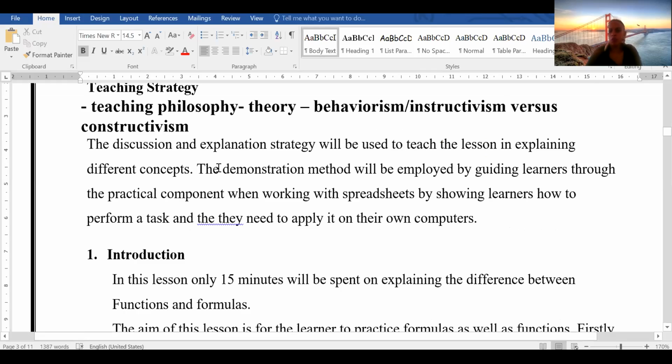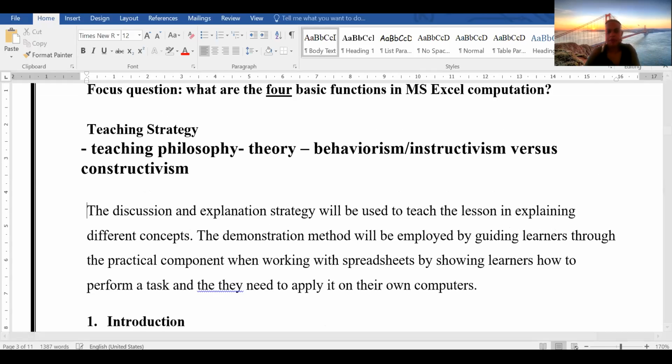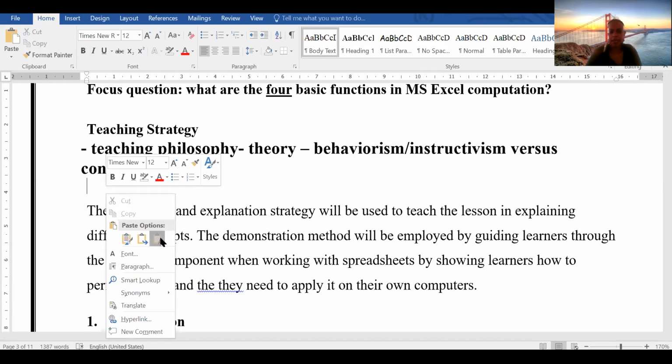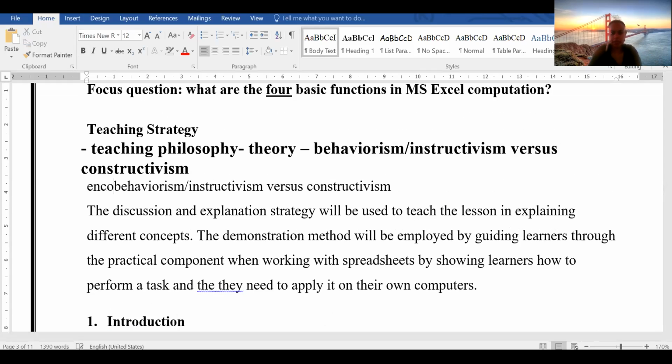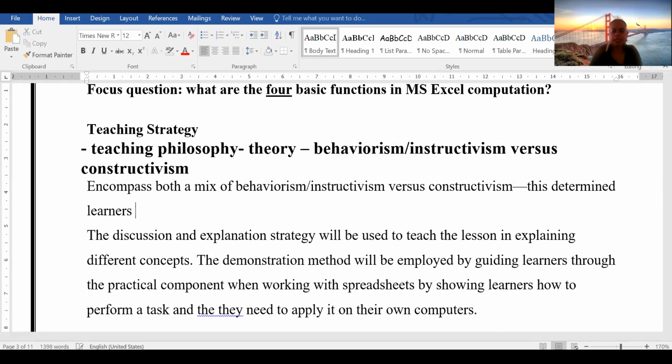strategy, so that you'll be able now to say, my lesson generally will encompass a combination of both behaviorism and instructivism. And this is determined by the learner's abilities, by the teaching resources that are available, and even the time element, among many others. Then you develop your own story.